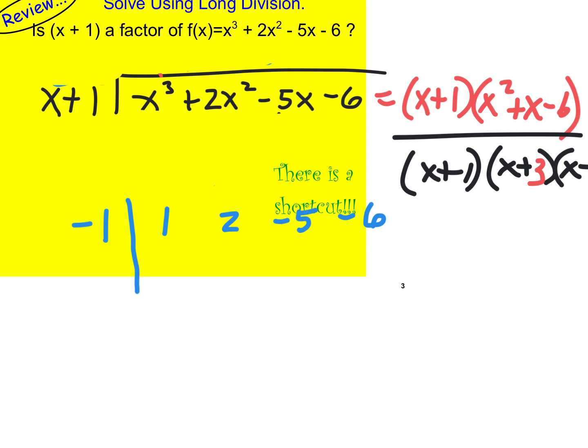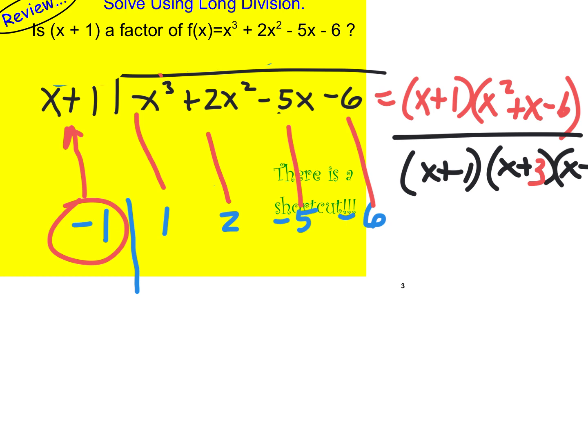One of these things is not like the others. That just came from there, that just came from there, that just came from there, and that just came from there. But negative 1, well, it's called the zero because it makes this part 0. It's also called the solution to that. And if we want to do this shortcut method, we have to know to use the zero, the root, the solution to it. Okay, now I'm going to go back and erase that. I don't want a circle around it.